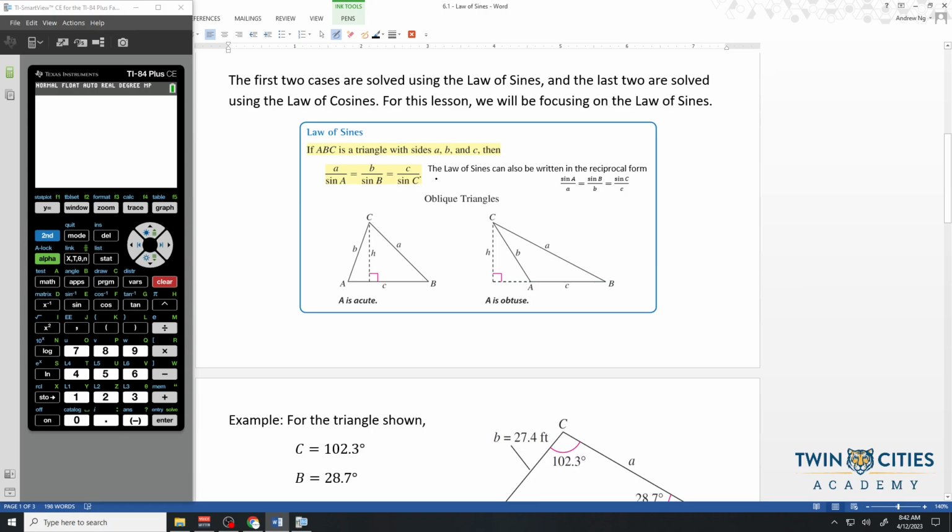And what you'll do is you'll look at the information that you have, and you want, as I mentioned, one angle and its opposite side length. And so if you have A and little a, for example, then you'll use that with whatever piece you know from either B's or C's. Let's do an example so it's a little clearer as to what I'm trying to say.